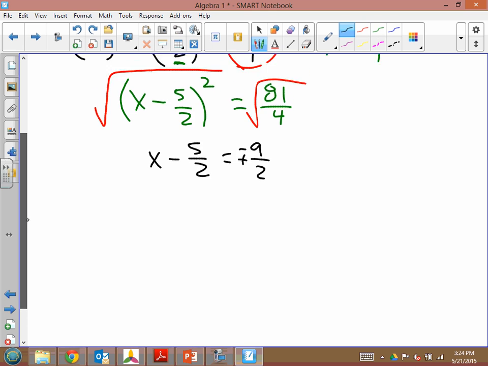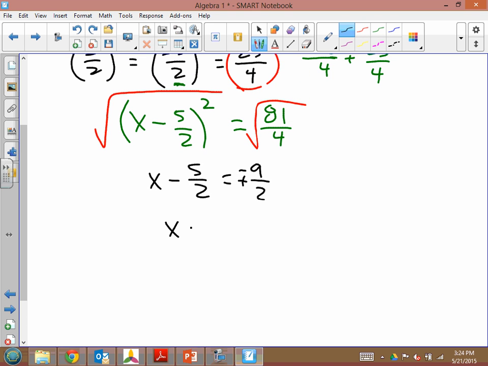Now what? Yep. Okay, so if it's a positive 9, I get 9 plus 5 is 14, divided by 2 is 7. If it's a negative 9 plus 5, that gives me negative 4 divided by 2, which is negative 2. Do I need to do that off to the side, or do you see how I got those numbers? Anybody? Did I lose anybody? Okay, all right.